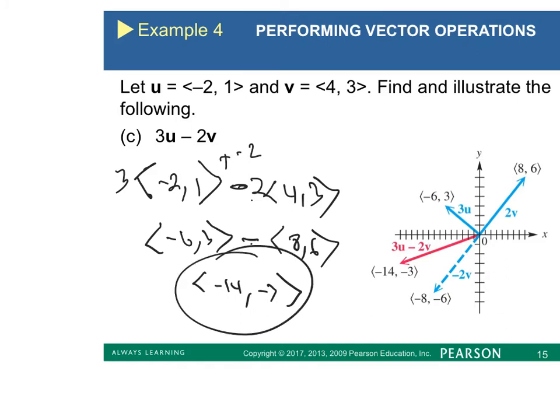What does that mean? That without even looking at this picture, I know that my resultant vector is left 14, down 3. So there's my position vector. There it is. See? Left 14, down 3. And let's see how this worked geometrically. Let's just play around with it. My original vector u was negative 2, 1. Negative 2, 1. There's my original. That's not it. Negative 2. Well, it's not on there.